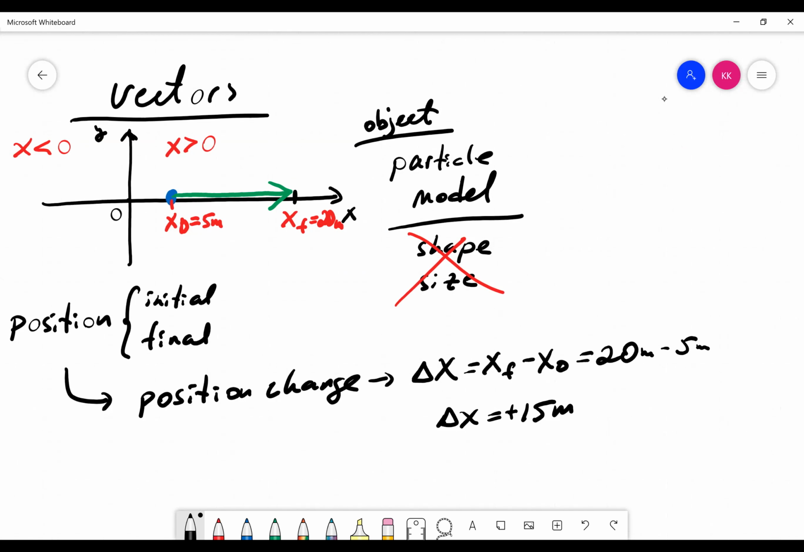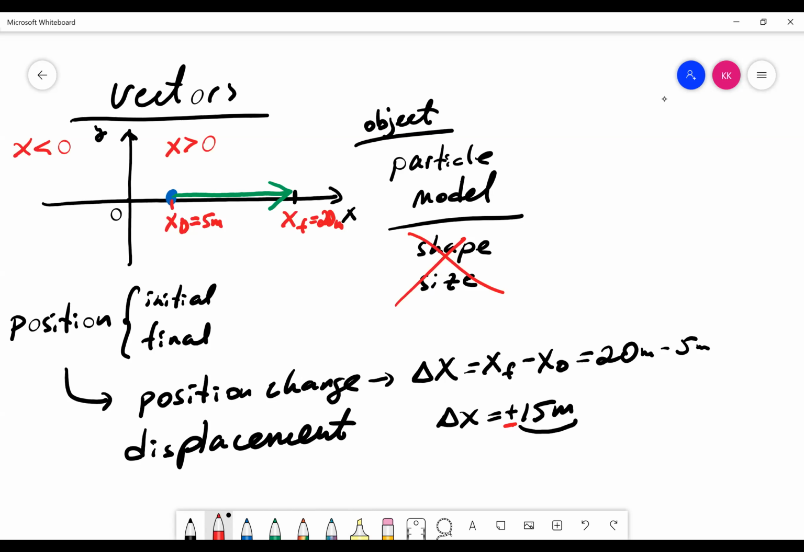Now, this delta x is actually an important quantity. This is known as displacement. As I mentioned earlier, this displacement is one of those vector quantities. Displacement tells you how far you moved from your starting point and in which direction. Now you can see we moved 15 meters, and we moved 15 meters in this direction. So that's what displacement does. It gives you size, 15 meters, and direction, in a positive direction.